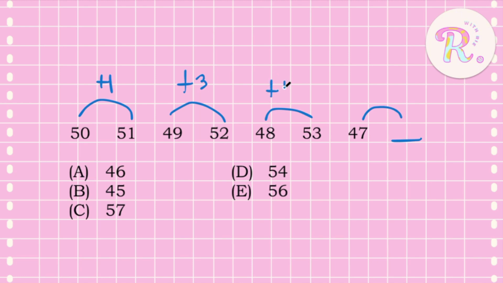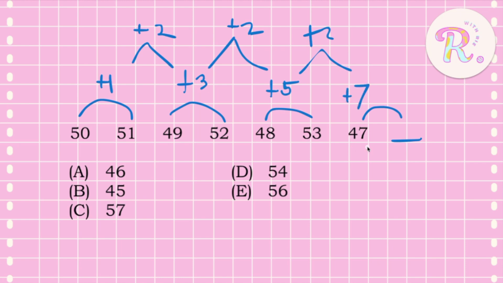48 and 53, that's plus 5. That means this is an increasing arithmetic series. Increasing by 2, right? Or like just odd numbers, right? That means over here, it's plus 7. And 47 plus 7 is 54. So that means our answer is clear. It's D, okay? So it's just like that.